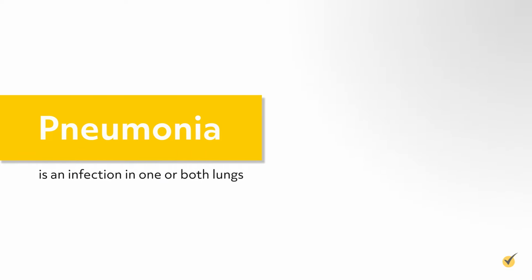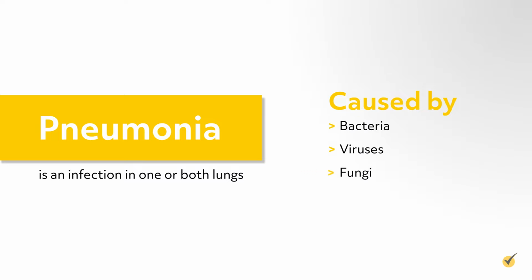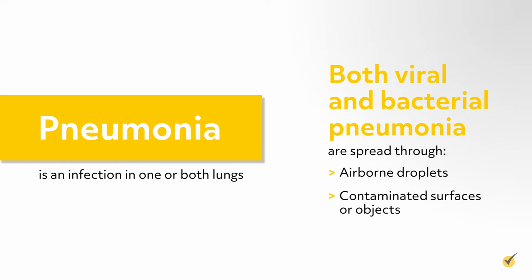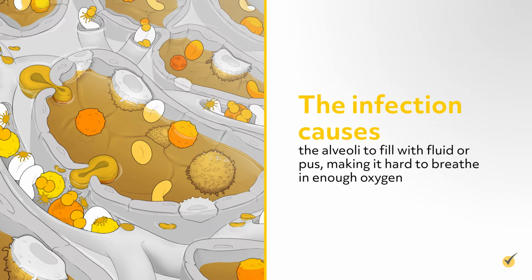Pneumonia is an infection in one or both lungs caused by bacteria, viruses, or fungi. Both viral and bacterial pneumonia are spread through airborne droplets and contaminated surfaces or objects. The infection causes the alveoli to fill with fluid or pus, making it hard to breathe in enough oxygen.